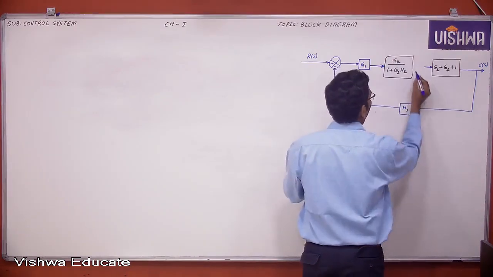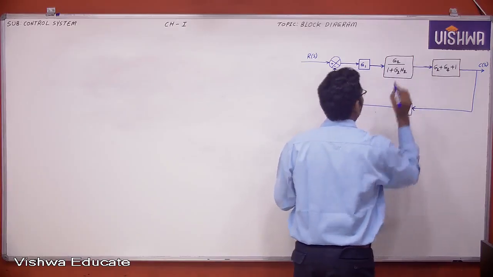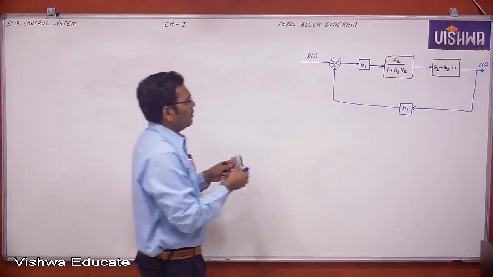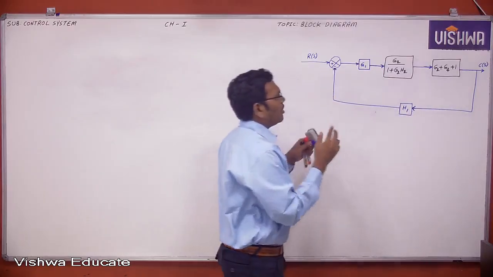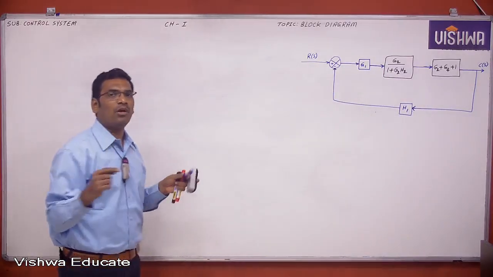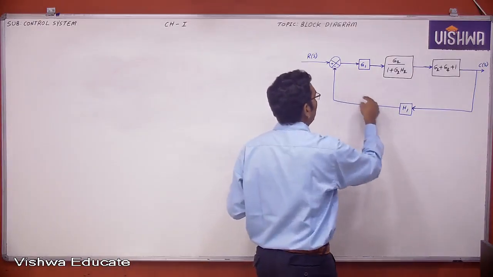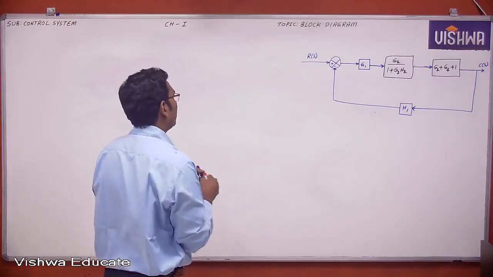Where I am replacing what was there previously, you can easily observe how to get this. Now see here, this is one block, this is another block, and this is another block. All three blocks are connected in series. Then what is the overall block gain? The overall block gain is nothing but the multiplication.